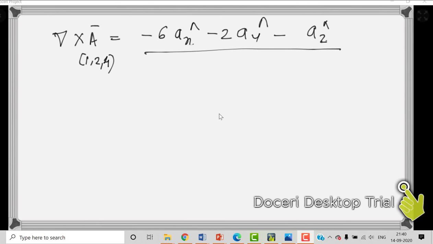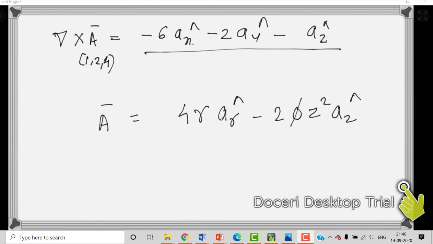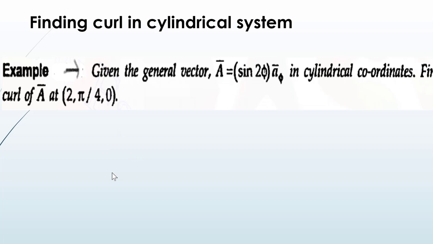If A bar is given in terms of cylindrical coordinates, cylindrical values like 4 r ar cap minus 2 phi z square az cap, like this, then we have to use the second determinant for the cylindrical system, and if it is given in the spherical system with r, theta and phi, then we have to use the third determinant to find the curl of A. Let us consider one more example for finding curl in the cylindrical system.